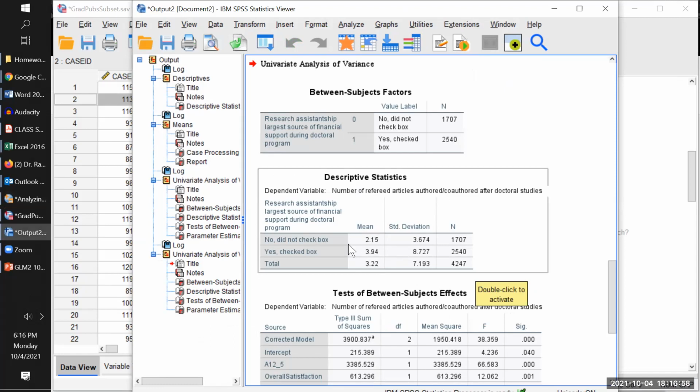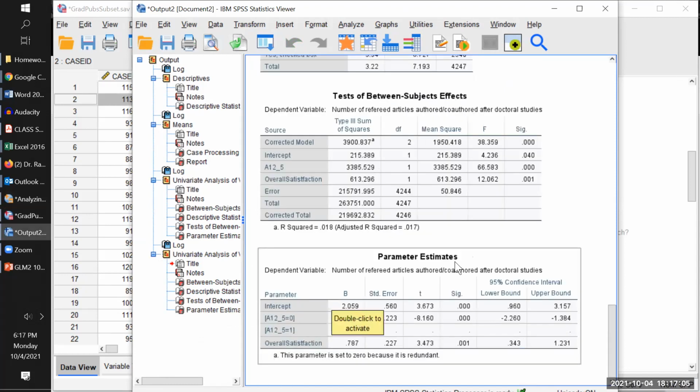Again, this is not really changed. I still have 2 publications if they did not receive funding and about 4 if they did. And here you'll see we get now a coefficient for overall satisfaction. So this is telling us now we're controlling for this variable in this relation. We still see a significant difference between whether they were paid to do this or not. Satisfaction is significantly related to number of publications also, but we still have an effect of the differences between how you were paid.